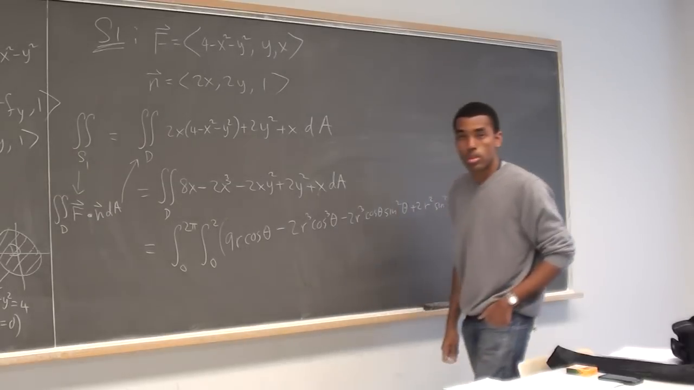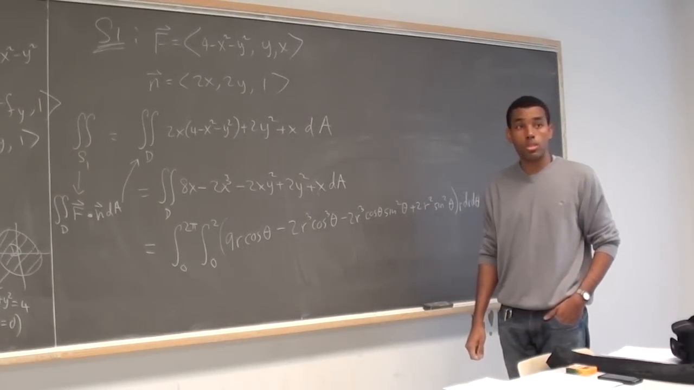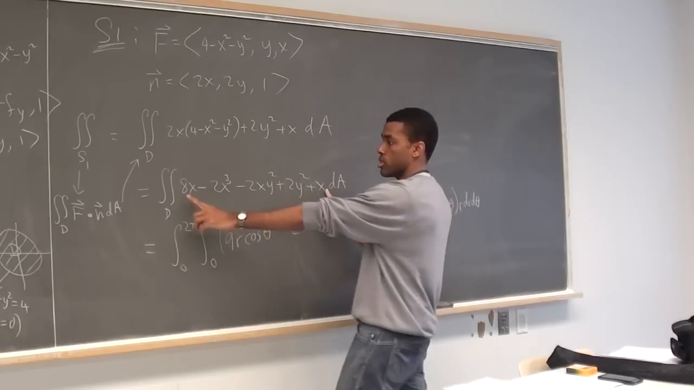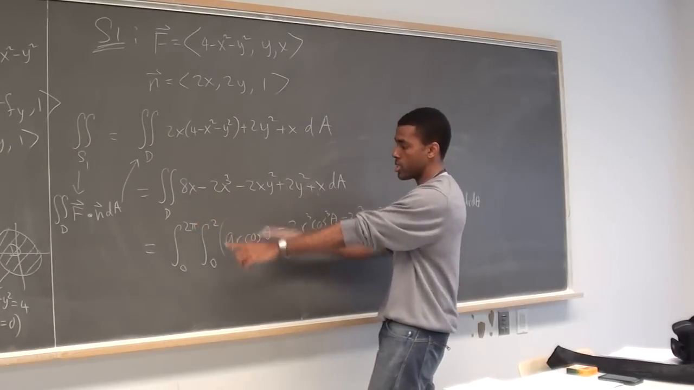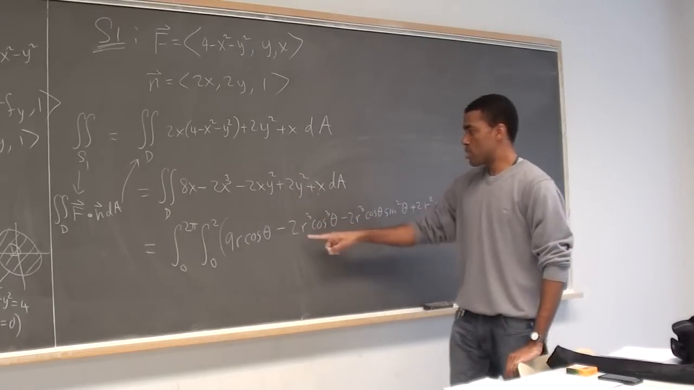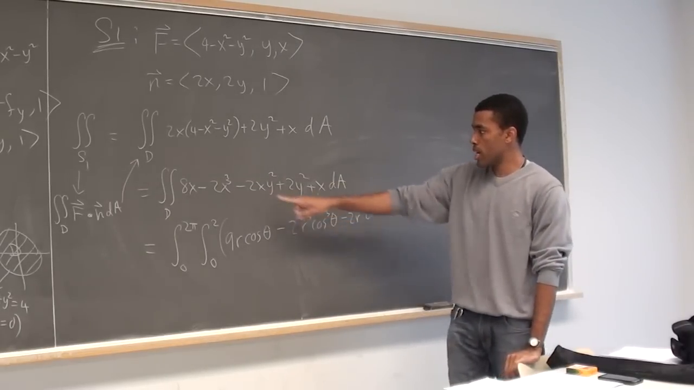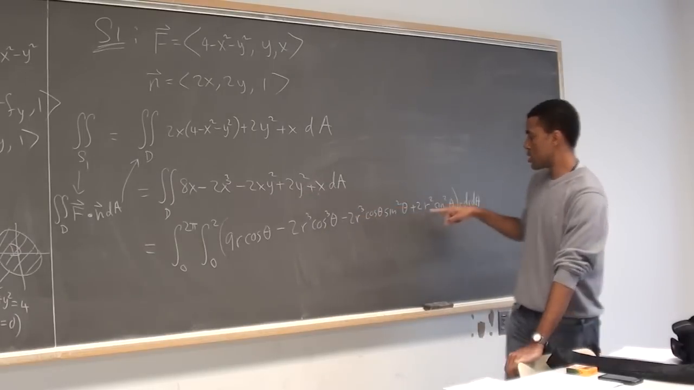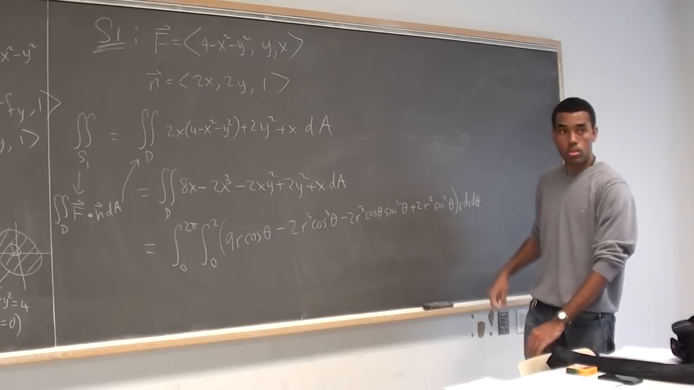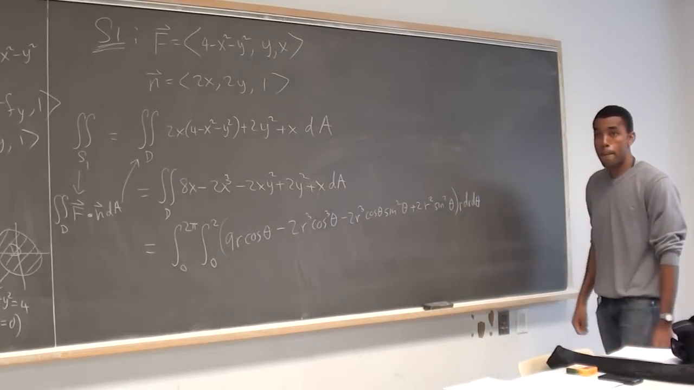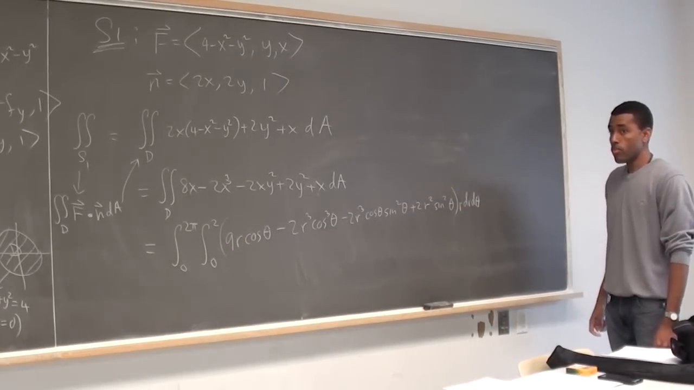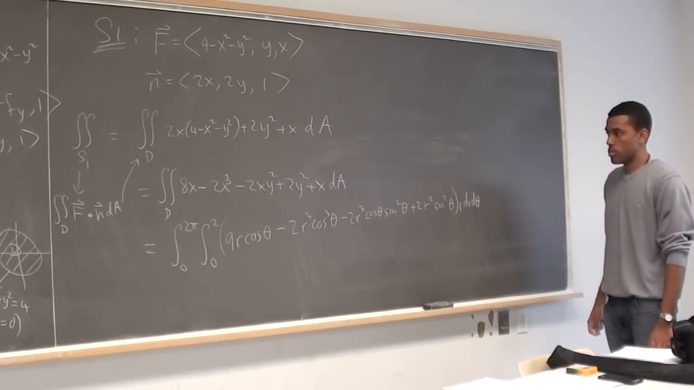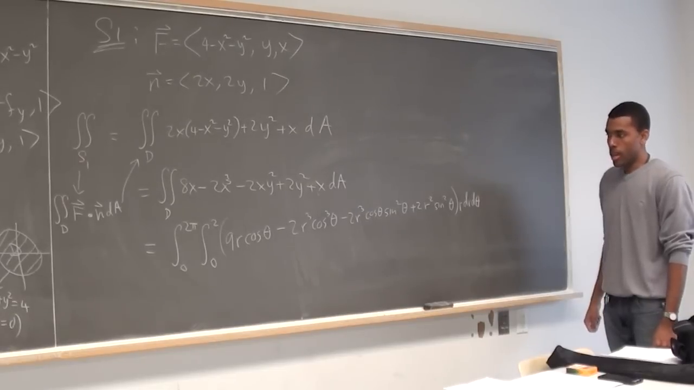I took this x here, so 8x and this x here makes 9x: 9 minus 2 times x cubed, minus 2 times x times y squared, plus 2 times y squared. You could have made trouble for yourself if you factor out one of the cosines from your negative 2r cubed to make it into 1. You see, you have a cosine.